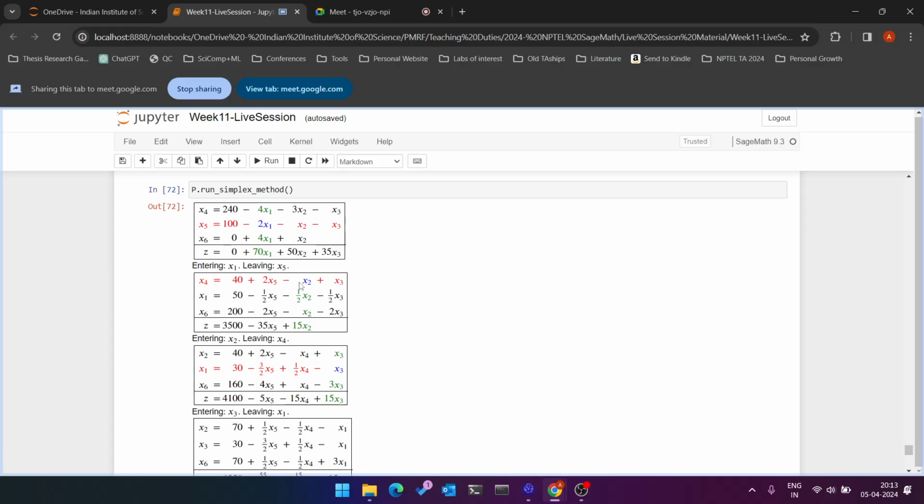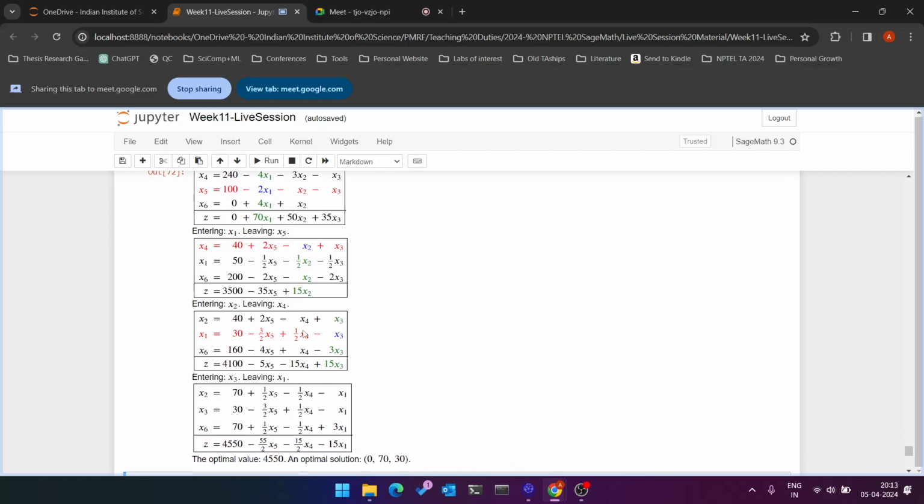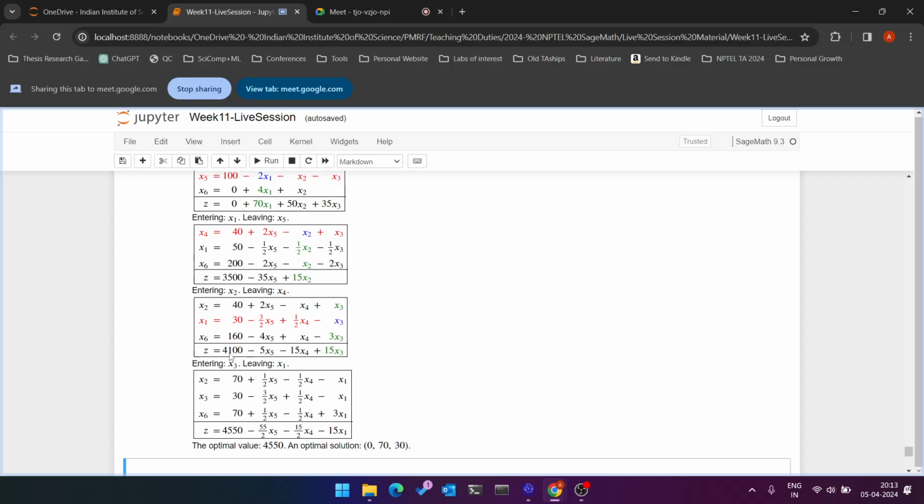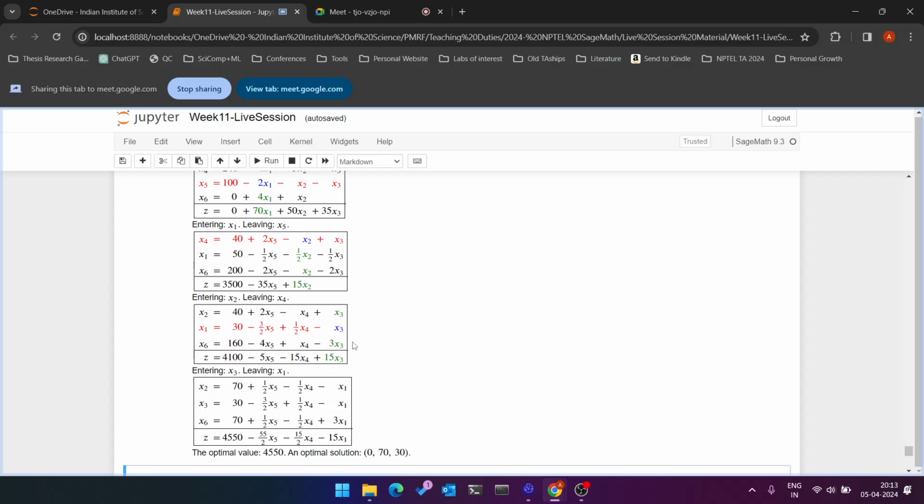We'll be using minus x2 occurring in x4, flipping this x2 to the left hand side and x4 to the right hand side, and then substituting x2 is equal to 40 plus 2x5 minus x4 plus x3 into my objective function. Once we put this, we see that my objective function is now changed again to 4100 minus 5x5 minus 15x4 plus 15x3. Again, x3 is the final variable that is remaining.